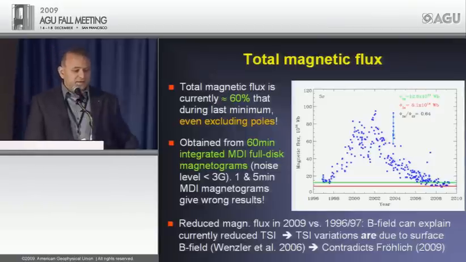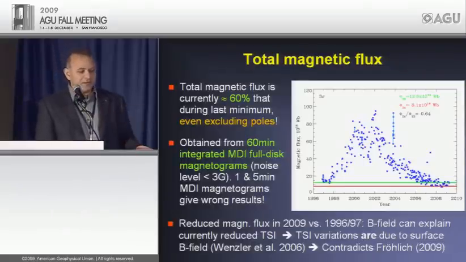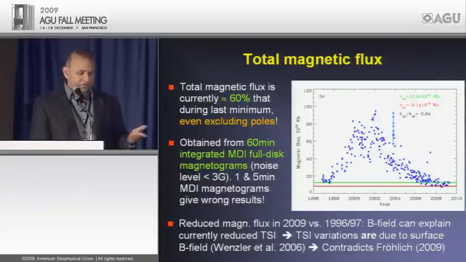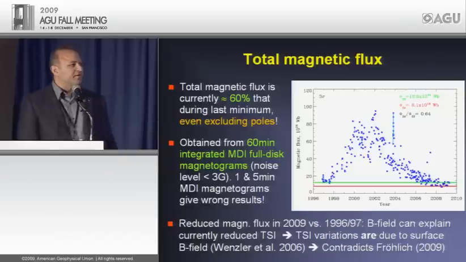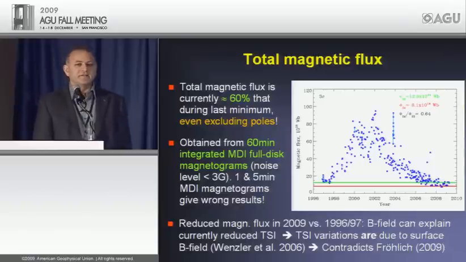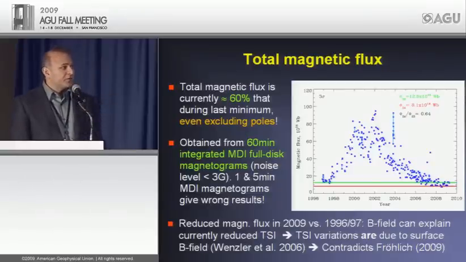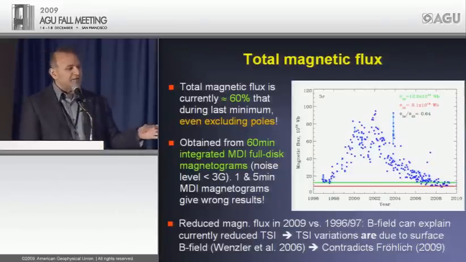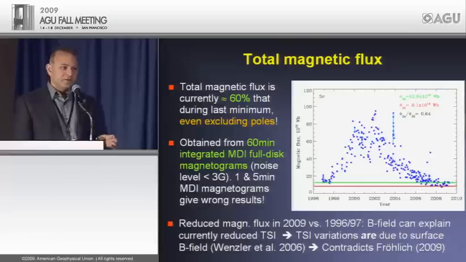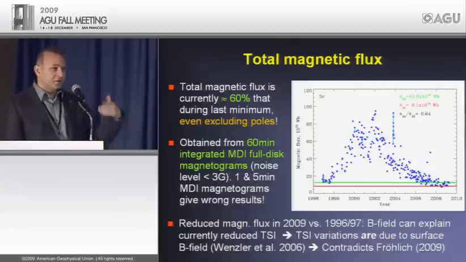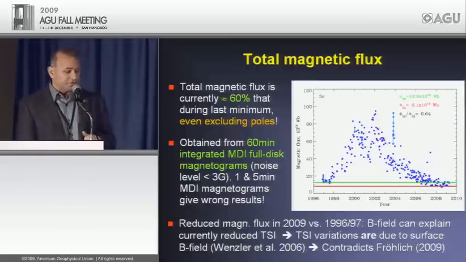Now, this fits in quite well with the fact that the irradiance is lower, because this lower average magnetic flux on the sun also implies a reduced total solar irradiance. They fit together very well, and that again confirms previous results that the total solar irradiance variations are indeed caused by the magnetic field at the solar surface, which contradicts a recent paper by Klaus Fröhlich. But he didn't actually compare the magnetic field with the irradiance. He compared the magnesium index with the irradiance and found that they diverge recently. But if you look at the magnetic field itself, you find that it goes very well with the irradiance.